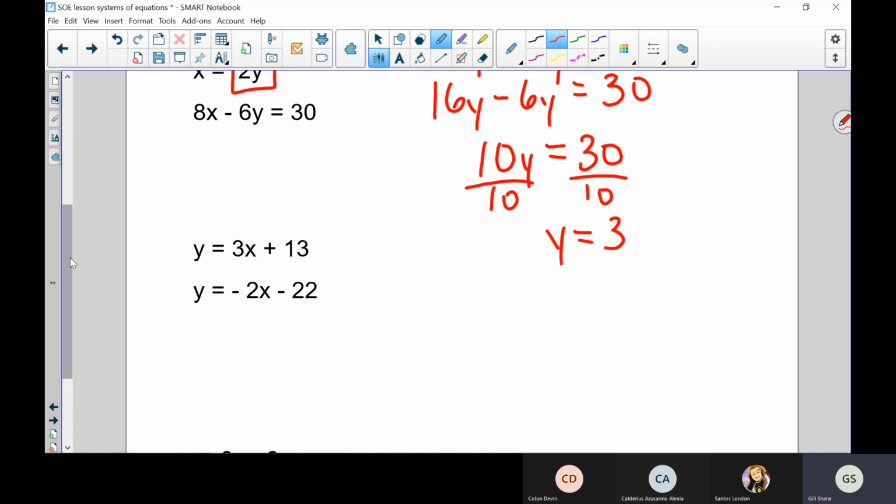So now, same process. If I see that there's a variable all by itself, again, this is not for graphing. We could actually graph these because we have them set up in a format that we could graph: y equals mx plus b, y equals mx plus b. The problem with graphing is we have a y-intercept of negative 22 and a y-intercept of positive 13. That's hard because the graphs don't go up that high.